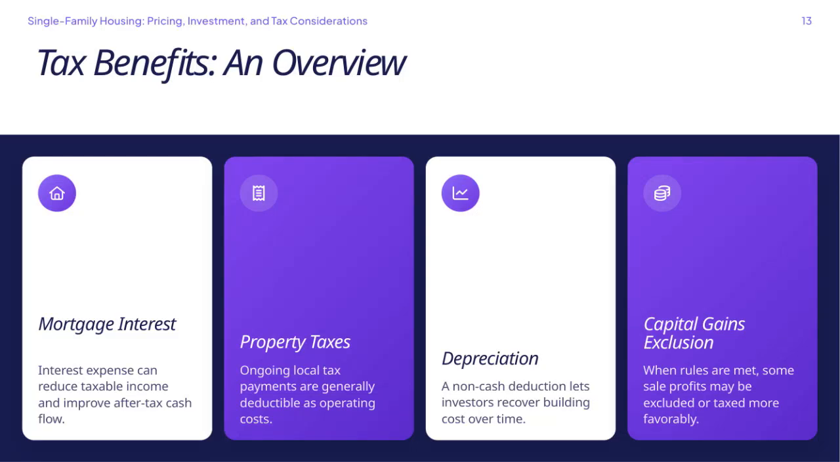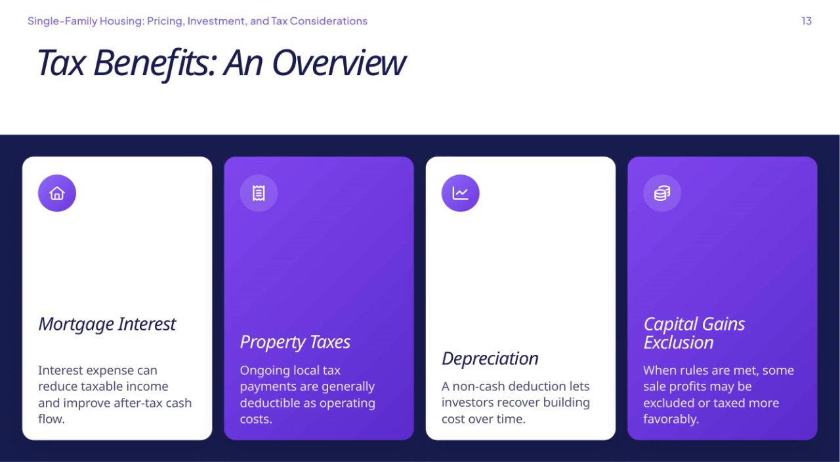Now, let's take a closer look at some of the key tax benefits associated with investing in single-family housing. First, mortgage interest is a significant advantage. The interest you pay on your mortgage can actually reduce your taxable income, which in turn improves your after-tax cash flow. This means you keep more of your earnings while still managing your loan. Next, property taxes are another important consideration. These ongoing local taxes are generally deductible as operating expenses, helping to lower your overall tax burden as an investor.